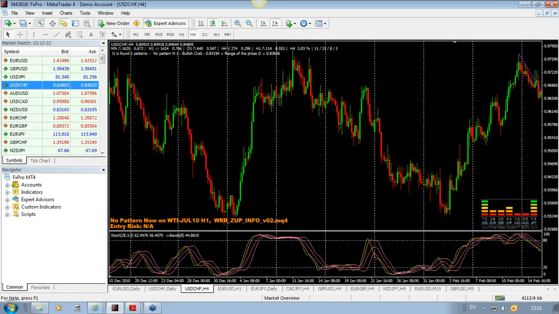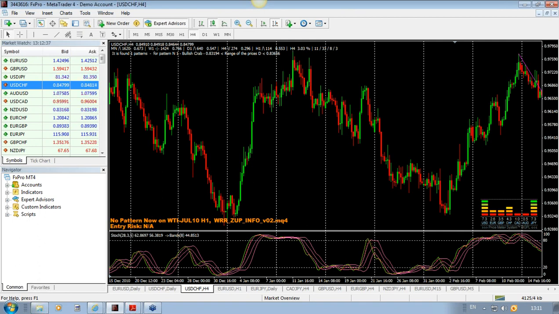Philip asks, oh, good morning, Sam. Good to see you here. Philip asks, with the stochastic strategy, do you place the stop just above or below the entry candle? No, just above or below the last high or low, which, by the way, will always be very close to each other. Always very close to each other.